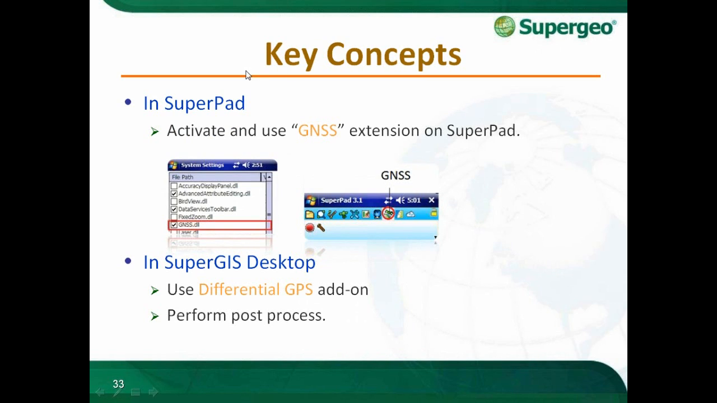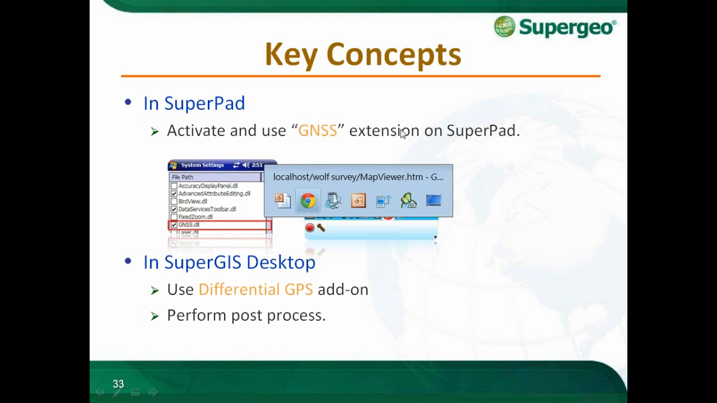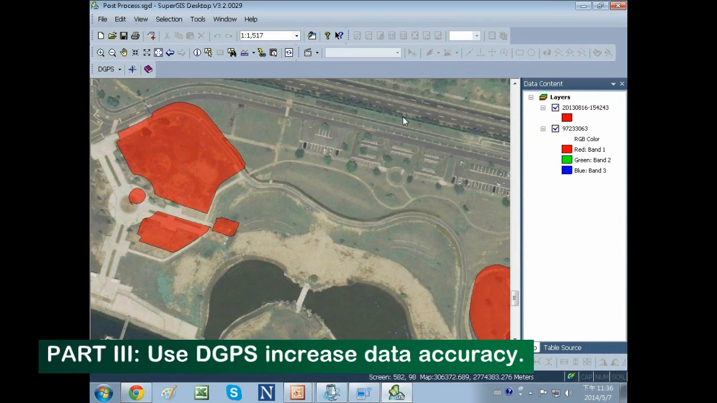So in this section, we are going to use the SuperPad's GNSS extension to collect data, and then copy all the data to SuperGIS Desktop and use the differential GPS add-on to post-process the data and increase its accuracy. We're going to demo how to use SuperGIS Desktop and the differential GPS add-on. Let's switch to our SuperGIS Desktop.